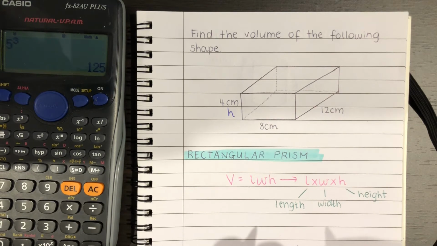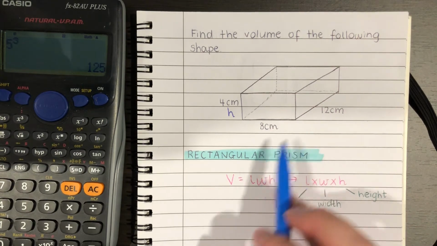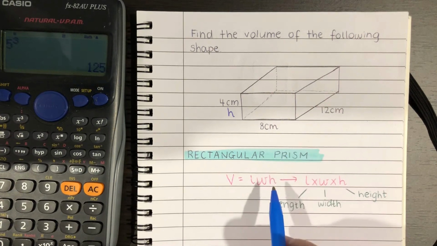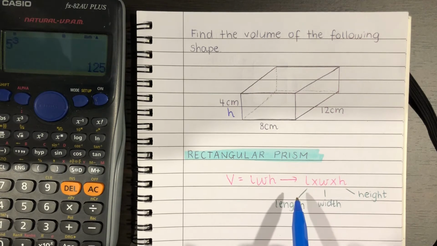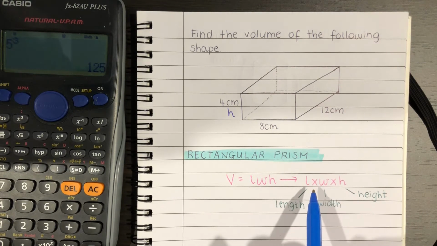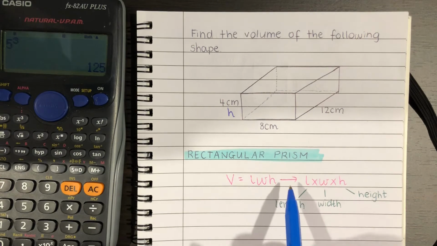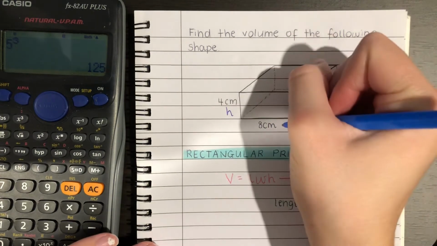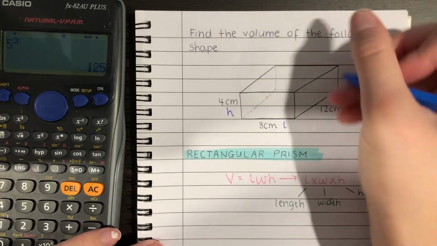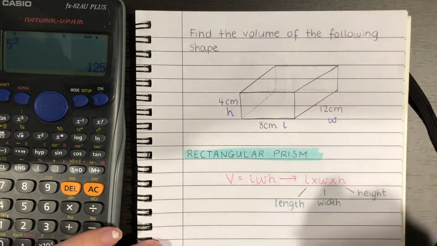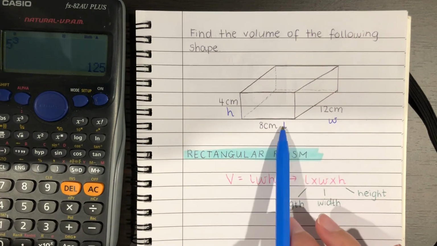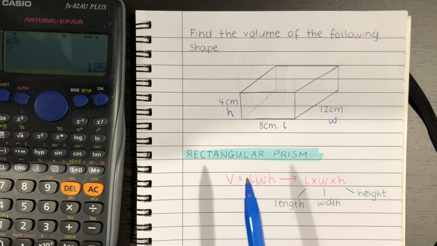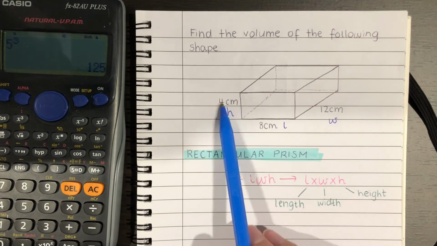Now, it doesn't matter, I guess, which one you want to label your length and which one you want to label your width, because at the end of the day, when you put these numbers into your calculator, no matter what order they're in, you'll still get the exact same answer. So I'm going to go ahead and say that 8 centimeters is my length and 12 centimeters is my width, which it is, but let's say, for example, you got confused and put these the other way around, it still wouldn't matter.